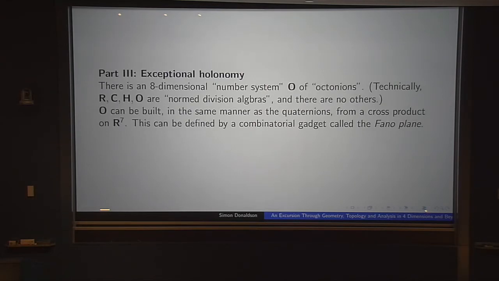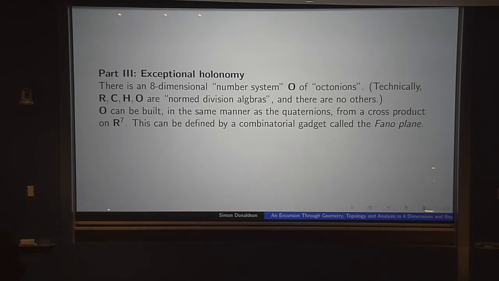So finally, 5 minutes to go, we get to part 3. Exceptional holonomy. But that's all right, because, as I said, I want to think about this by analogy with what we've done before, largely, rather than tell you much detail about it.